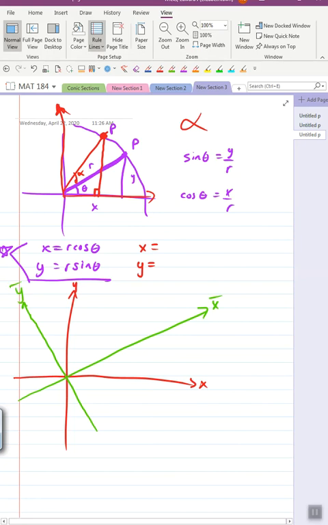Okay, everybody okay there? Obviously we're saying this is that alpha. That's the rotation of the axes. So far so good.